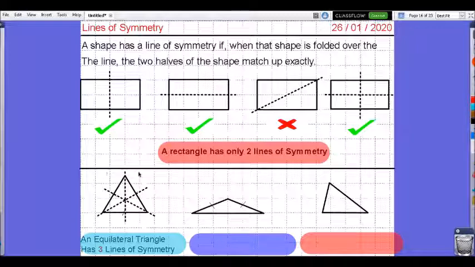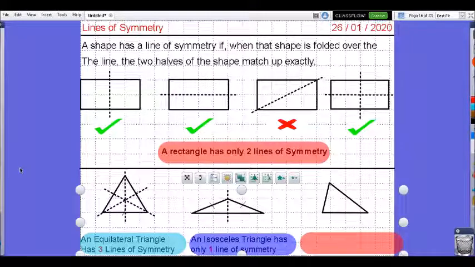So an equilateral triangle has 3 lines of symmetry. But what about this? It has 2 equal sides. Guys, you see this line here, and this has the same? It just means that this side is equal to this side. Both of them, it has only 2 sides that are equal. That's why we call it an isosceles triangle. It's only 1 line of symmetry.